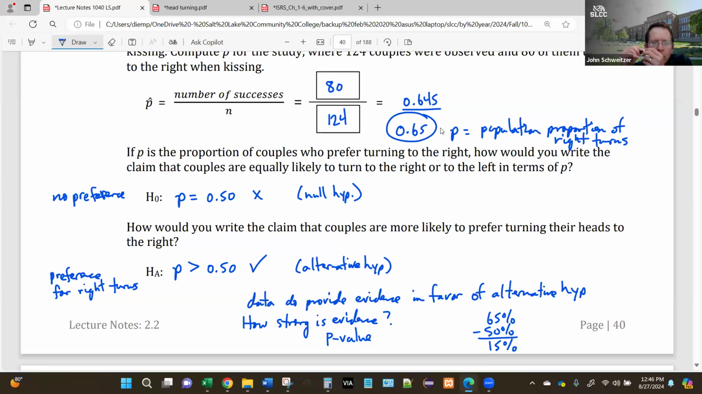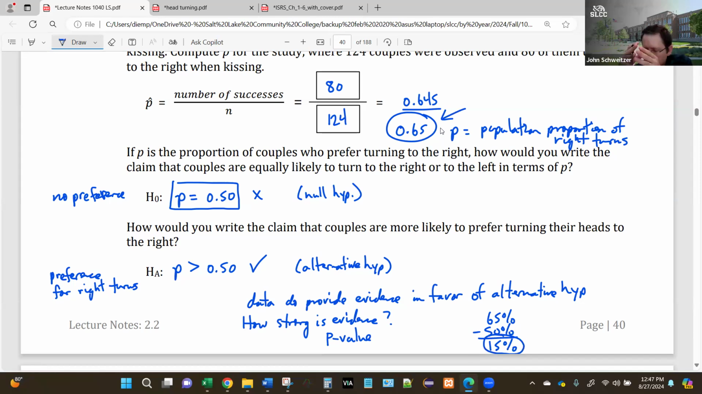We are going to find something in the world that's 50-50. What we're going to do is assume that there's no preference. We're going to assume that when he was out there in the field, every couple he looked at had a 50-50 chance of turning to the right. So we're going to assume that this 65% just came from chance, that this 15% difference is just due to chance.